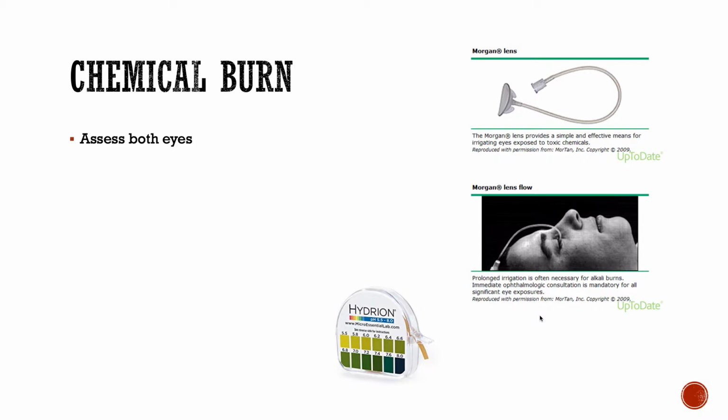So chemical burns. It's very important with chemical burns to assess both eyes. One might be worse than the other, so that's why it's always important to check the other one. And then this is the litmus paper that you can use to check the pH. So it's very important to check the pH before treatment.